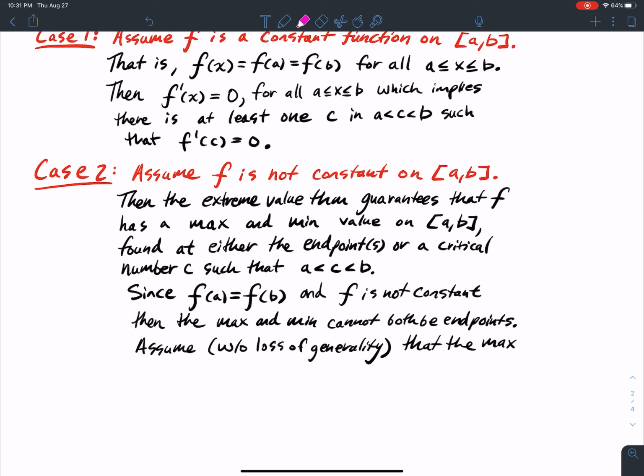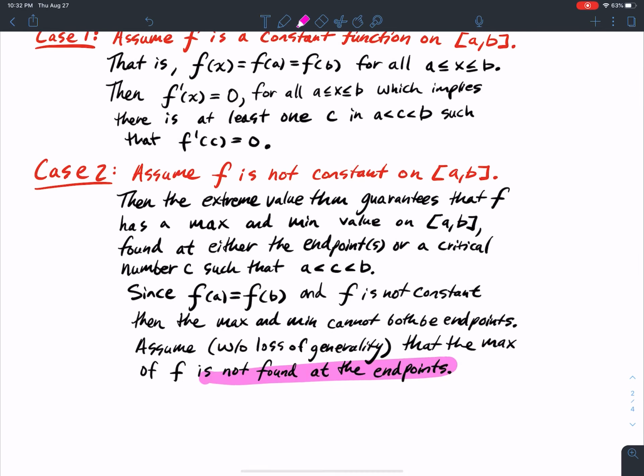So what I'm going to do is assume without loss of generality. This is a fancy way to say pick one. It doesn't matter which one you pick, but you need to pick one. So either pick the maximum or the minimum case, and they're proved the same way. We pick one so that we don't have to redundantly prove the same thing for the minimum. So I'm going to pick, without loss of generality, that a maximum of f is not found at the endpoint.